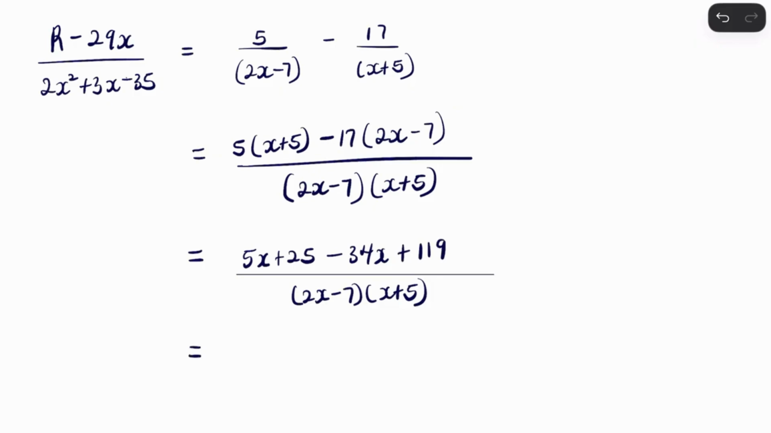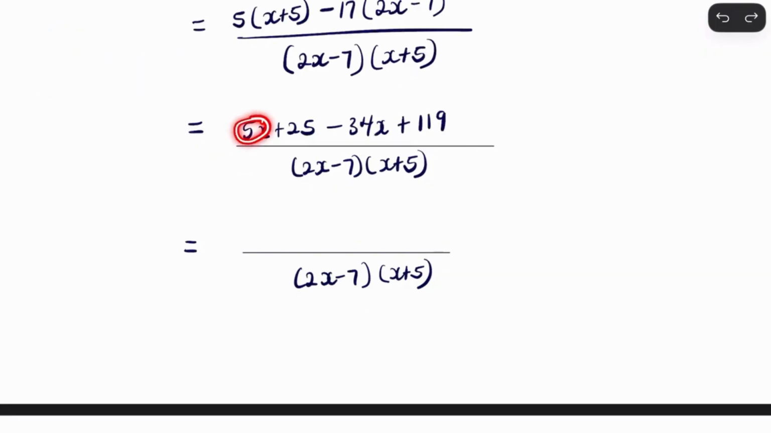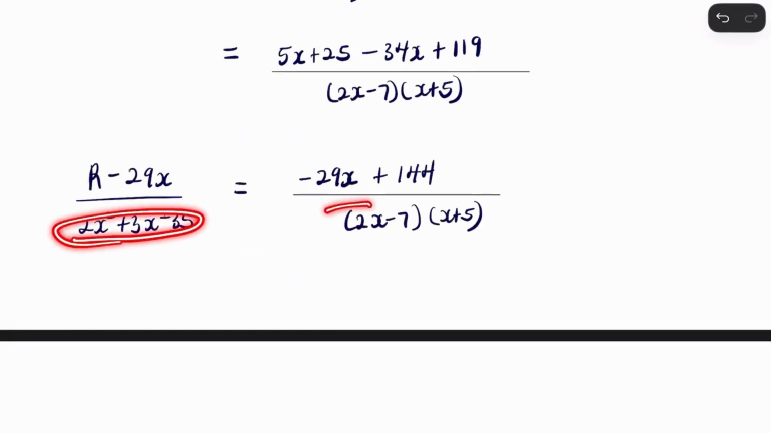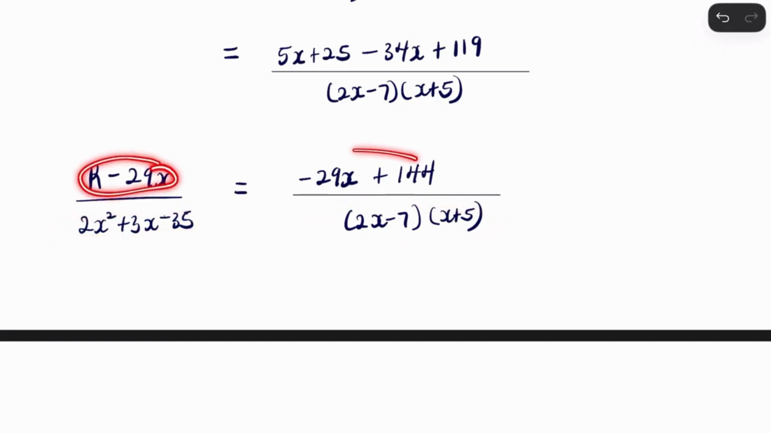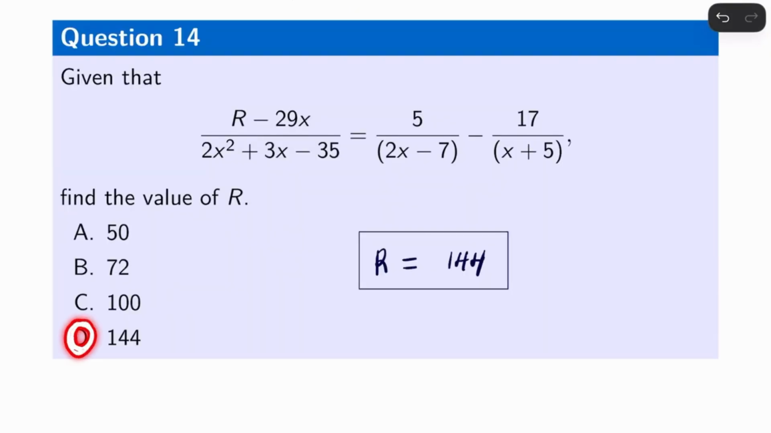So let's simplify this guy here. So the denominator stays the same. So we have (2x − 7)(x + 5). And so here we have 5 minus 34. That's going to give us minus 29x. And we have 25 plus 119. And that's going to give us 144, right? And so here, since the denominators are the same, then the numerators must be the same, right? So here we have −29x and −29x. Thus, r is equal to 144. Hence, the correct option is option D.